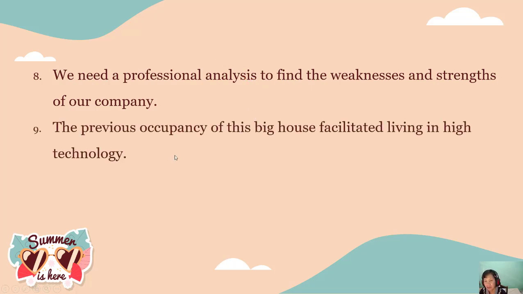Number 9, the previous occupancy of this big house facilitated living in high technology. Again, the same as this, facilitate living, it means that someone does this action. That's why occupancy must be occupant, or you can have the previous owner of this big house.